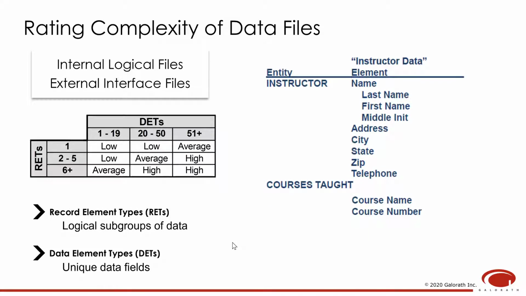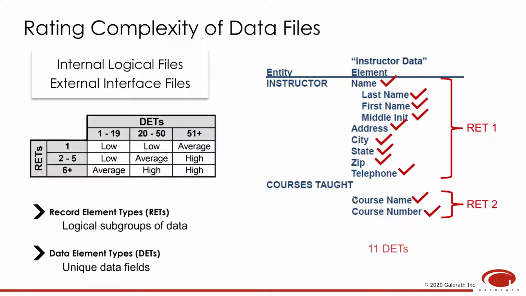This is a database that includes information about instructors and courses taught. As you can see, there are 2 logical subgroups of data: instructors data and courses data. We can therefore identify 2 logical subgroups, or 2 RETs. In addition, there are a total of 11 unique fields of data, so we identify 11 data element types, or DETs. With 2 RETs and 11 DETs, this data file classifies as low complexity.